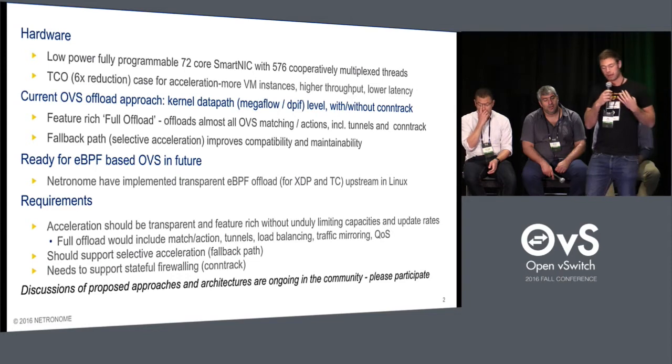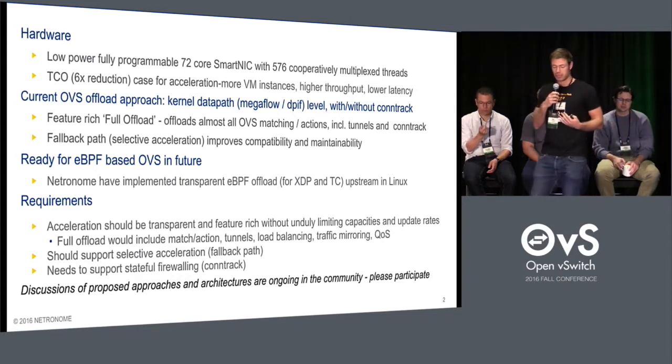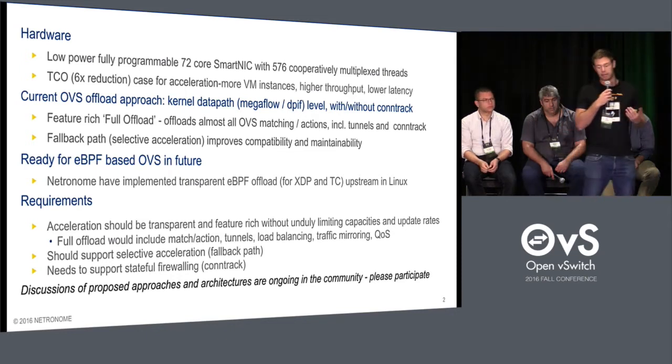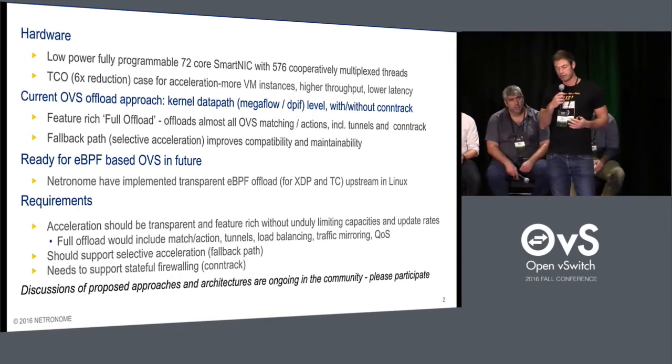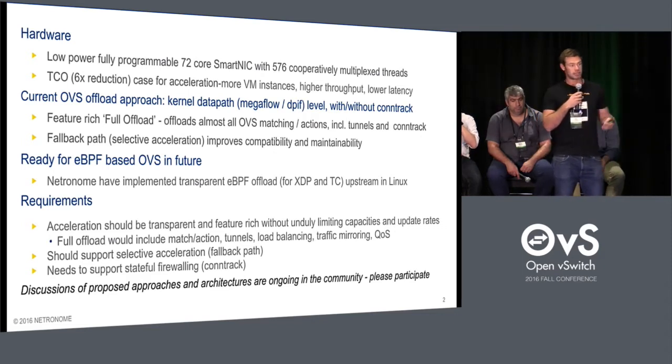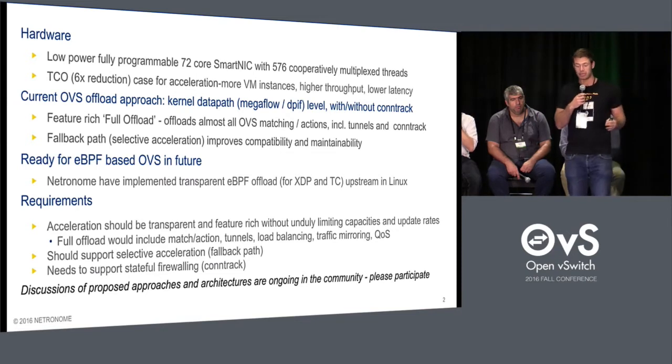Our current implementation, which we really focus on, is the OVS datapath offload. We offload the kernel datapath at the megaflow DPIF level, and we have this with or without conntrack. We have a conntrack implementation that's already there. I'll talk about this more in a second.